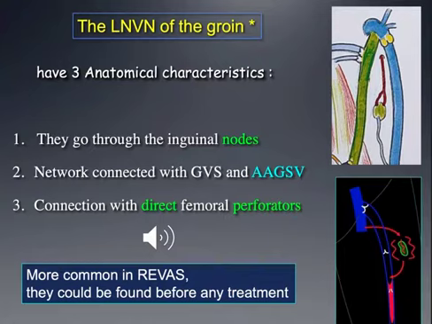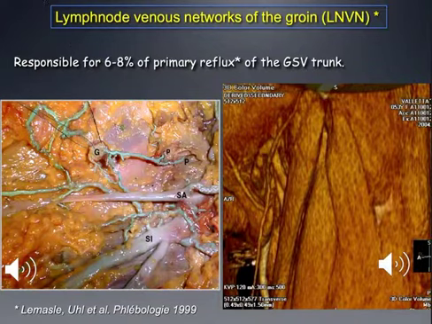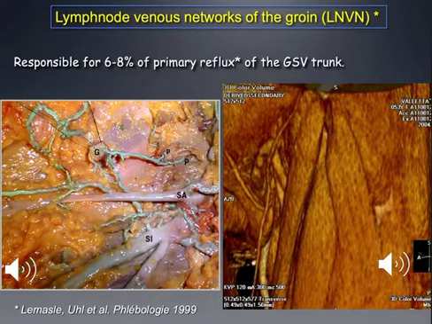And you can see on the right, on the drawings, these networks crossing the nodes. These are very common in recurrent varicose veins after surgery, but they could be found before any treatment. You can see here on the left an anatomical dissection.